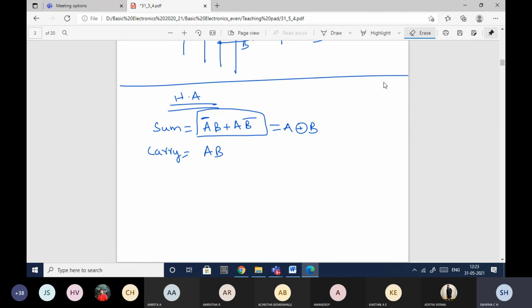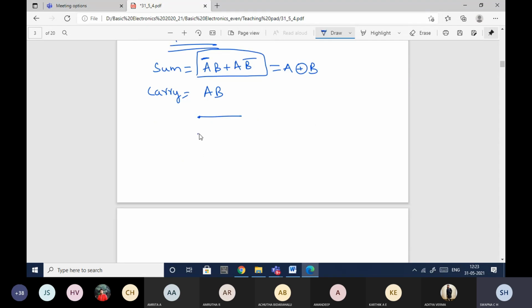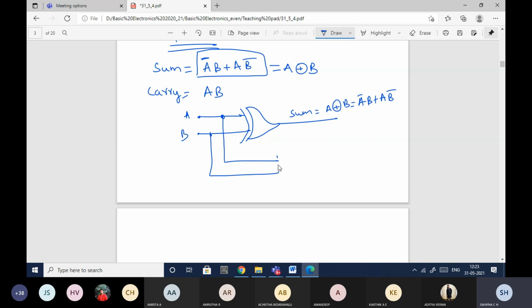So I'll just use the XOR gate and AND gate, and I'll implement it. First, I'll directly give A and B to the XOR gate, so that my sum will be equal to A exclusive OR B, which is nothing but A bar B plus A B bar. Next, for carry, this is my A and this is my B. I have to get carry as AB, so I have connected it to an AND gate, so that carry is equal to AB.